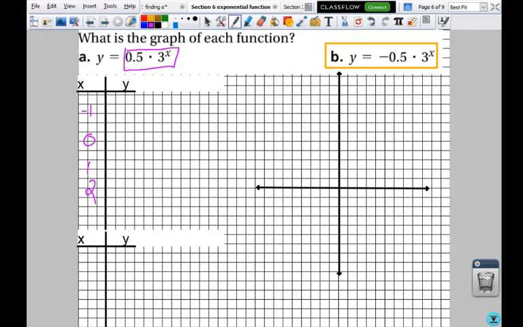Let me delete this and go 0.5 times 3 to the x. Because after I do that, and actually let me delete these extras that I don't need anymore.